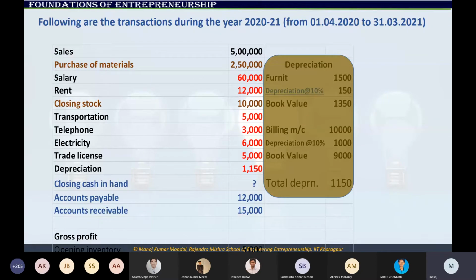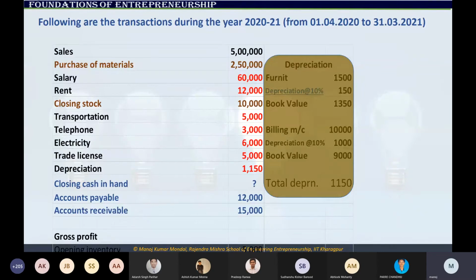If some of you think that my profit is the remaining amount, then you will be surprised that it is not the case. 5 lakh rupees minus 2,50,000 is 2,50,000. That is not the profit because you paid salary to this guy who is running the business in your absence. That is equal to 60,000 rupees. You are paying rent to IIT 1,000 rupees a month. So total is 12,000 rupees.